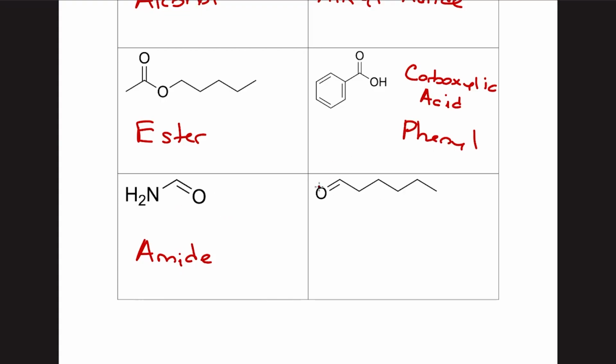The next problem, I see this oxygen that is double bonded to a carbon. And so I know that it's a carbonyl. There's nothing else going on around it. And it's also at the end of the carbon chain. And so I know that it's an aldehyde.